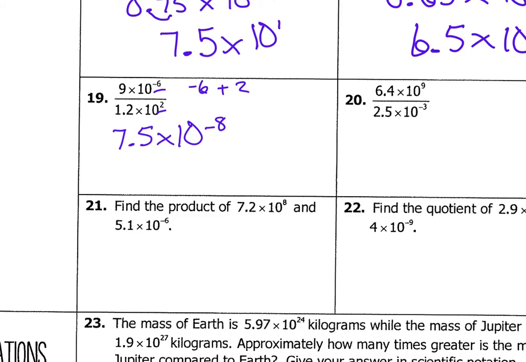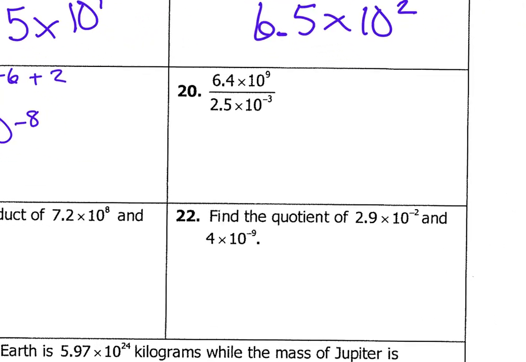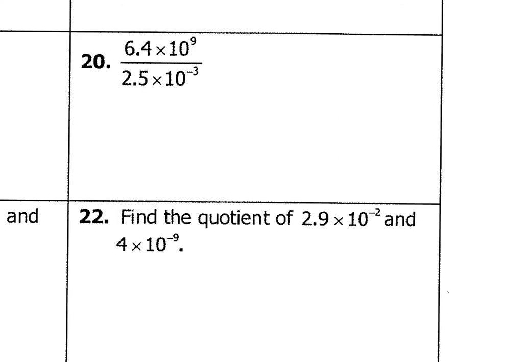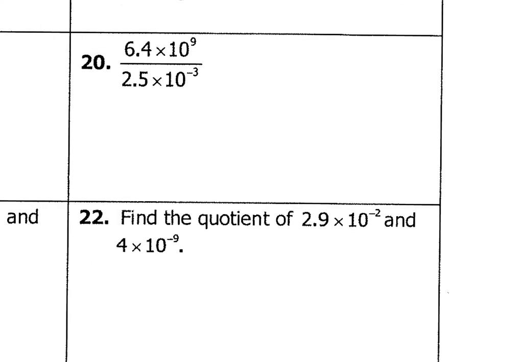Okay, Preston, number 20. And that's already in scientific. So 2.56 times 10 to the 12th. Huh? 9 minus a -3 becomes plus a positive. Yeah, but 6.4 divided by 2.5.